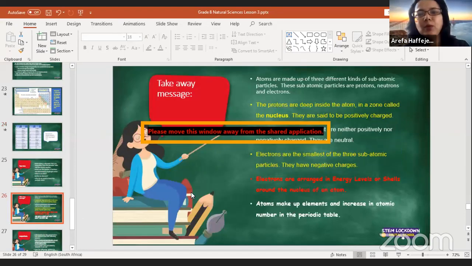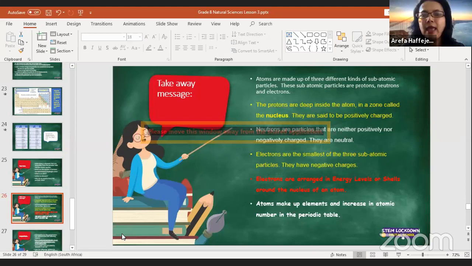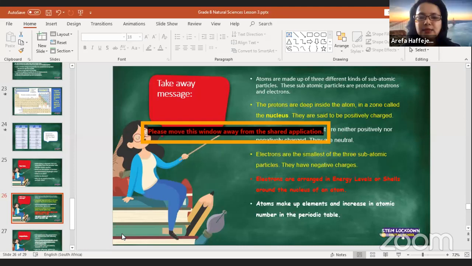Right. So basically, what I wanted you to learn in this lesson: atoms are made up of three different types of subatomic particles, which are the protons, the neutrons, and the electrons. Protons are deep inside the atom in a zone called the nucleus, and they are positively charged. Neutrons are neither positively nor negatively charged. They are neutral. So remember, neutrons are neutral. They do not have a positive charge, nor a negative charge.